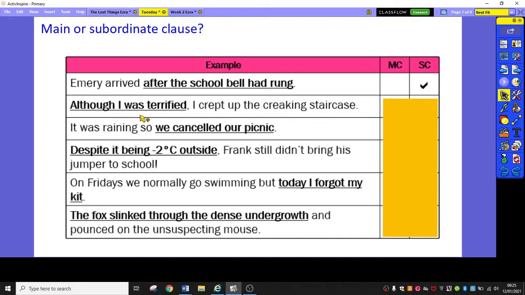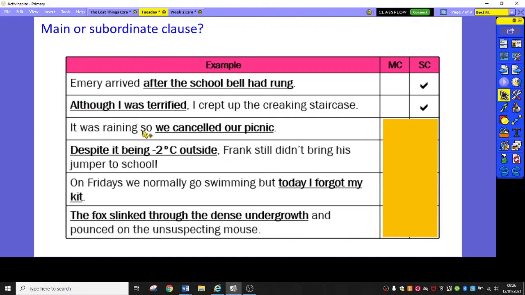Next, although I was terrified, I crept up the creaking staircase will be subordinate again. The main part of this story or this sentence might be I crept up the creaking staircase. That is what you are doing. Although you were terrified is just telling your reader additional information about your state of mind at the time.